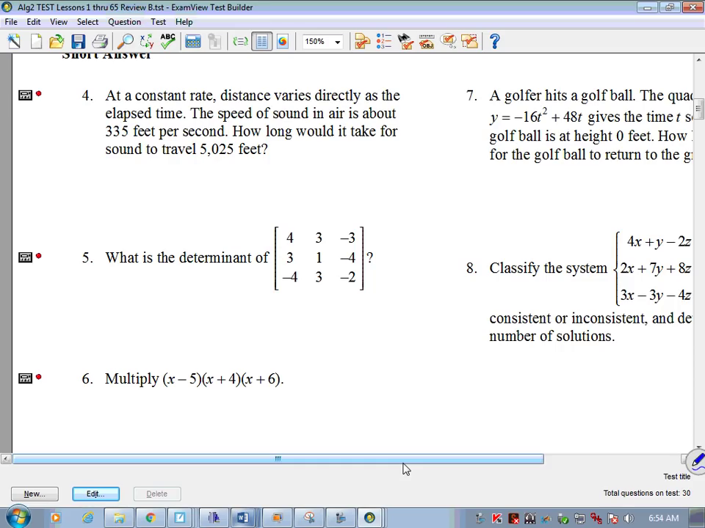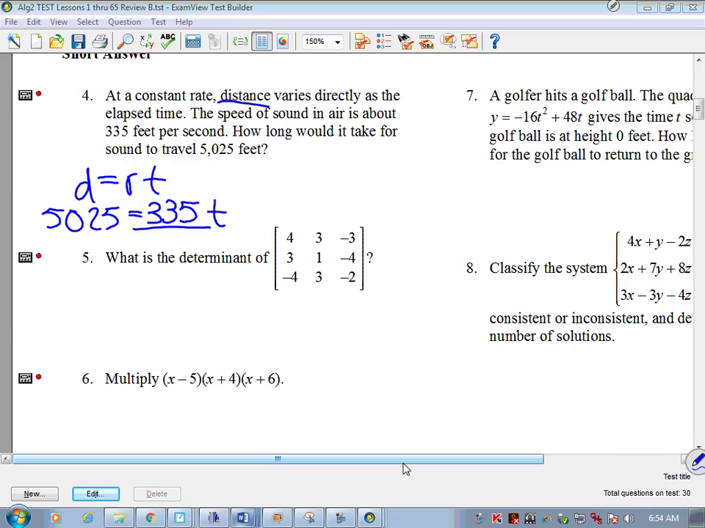So basically what they're saying in this first part is that distance varies directly as elapsed time. So that's really rate times time. Okay, so how long would it take for sound to travel 5,025 feet if my rate is 335? And that's leaving me with t here, so I'm simply going to divide by 335.